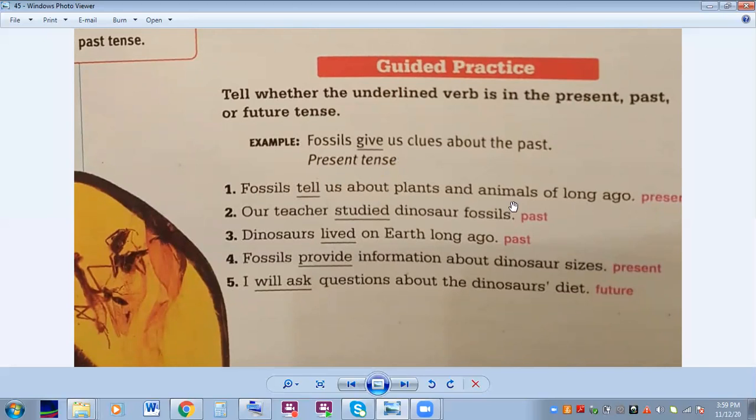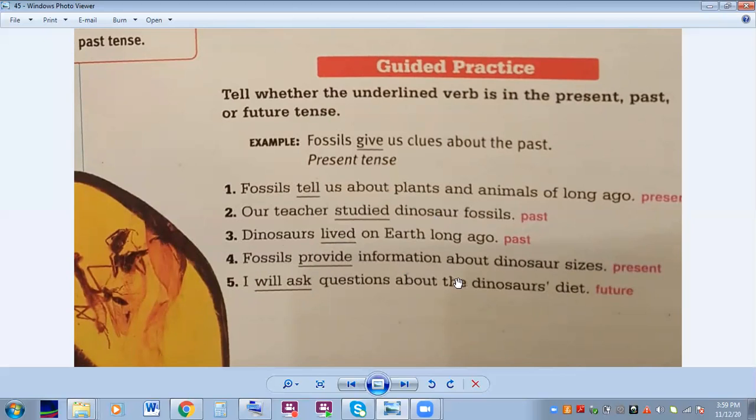Fossils tell us about plants and animals of long ago. Again, tell is talking about action that is happening right now. Okay, so it again is present. Our teacher studied dinosaur fossils. The ed at the end of studied tells us that this is a past tense verb. It has already happened. Dinosaurs lived on Earth long ago. Again, past. There's that ed in our verb to tell us that this action has already happened.